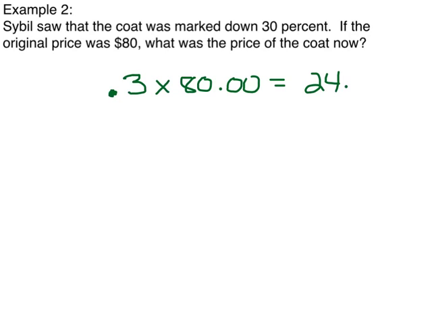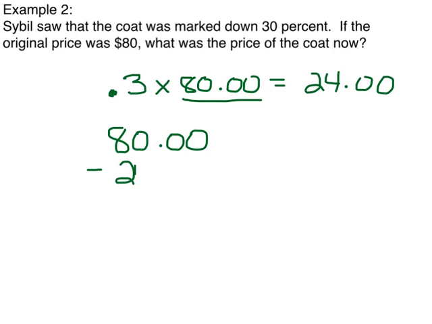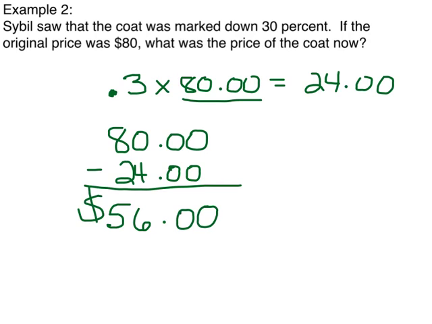$24. All right, $24 is not the price of the coat. The coat was $80, and it's been marked down 30%, or $24 has been taken off of it. So now the coat only costs $56. So that's how you do that.